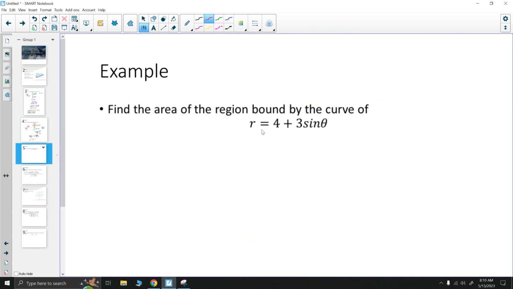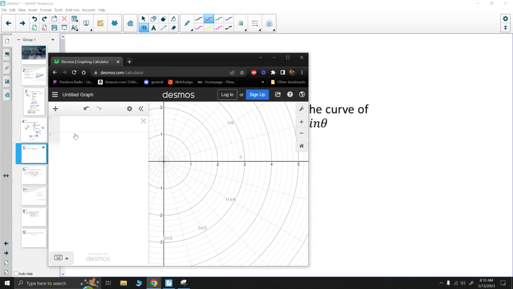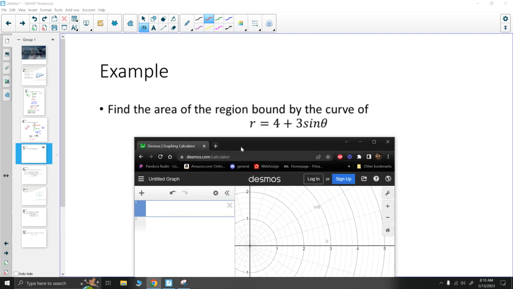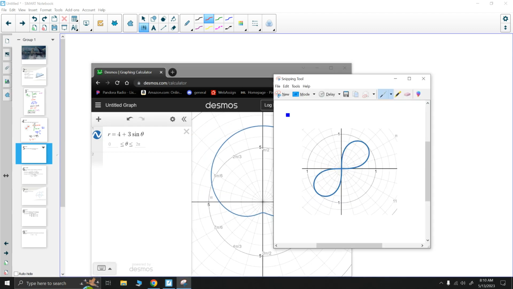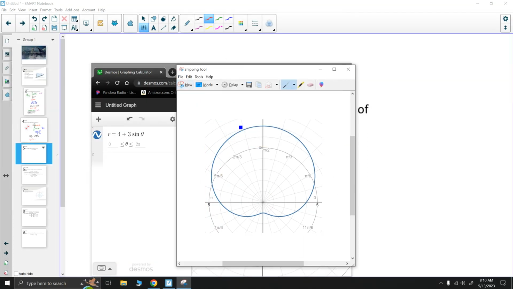Find the area of the region bound by the curve r equals 4 plus 3 sine theta. Let's go ahead and graph that. R equals 4 plus 3 sine theta. We have this shape here, and we want to find this region. Same idea here: we want to break it up as much as we can. There's a symmetry along this axis right here, so if we just do it on this side, or this side, and then double it, we'll get it.